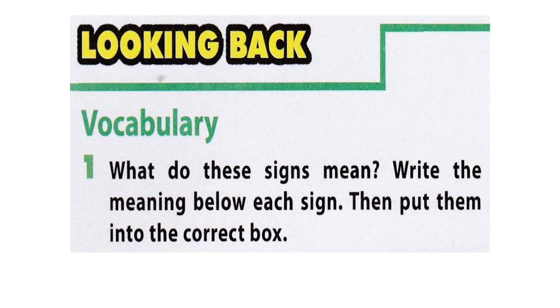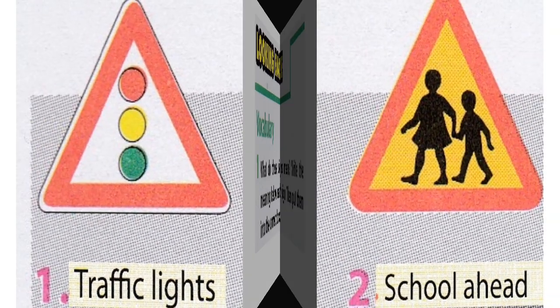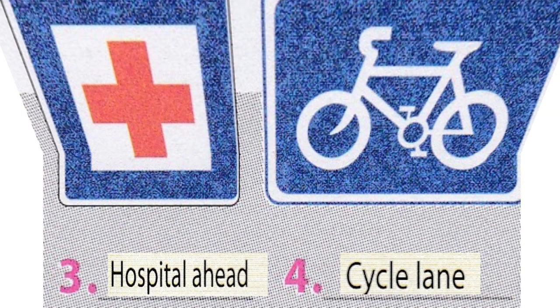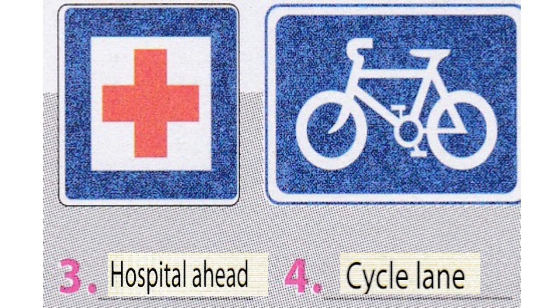Task 1. What do these signs mean? Write the meaning below each sign, then put them into the correct box. Now, let's check your answers. Number 1. Traffic lights. Number 2. School ahead. Number 3. Hospital ahead. Number 4. Cycle lane.